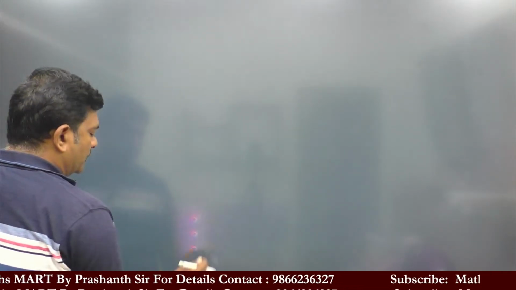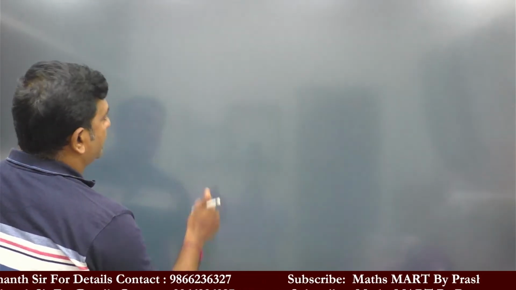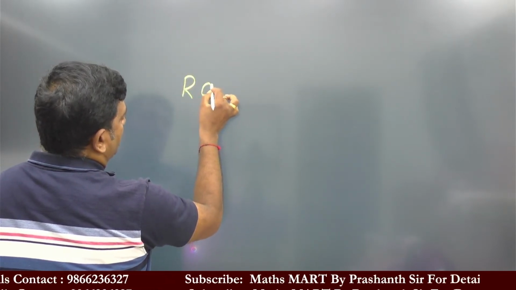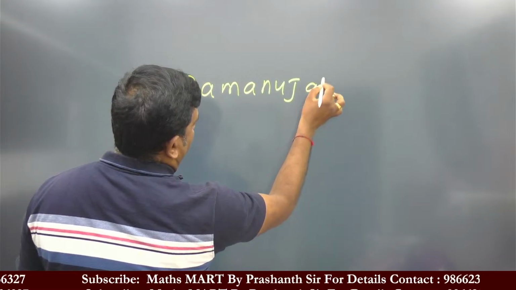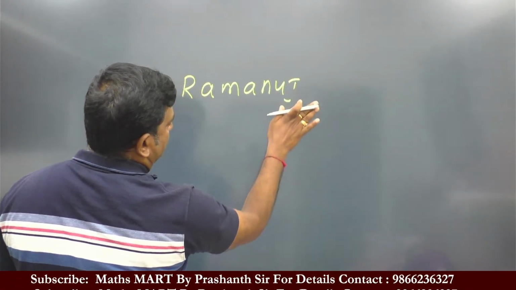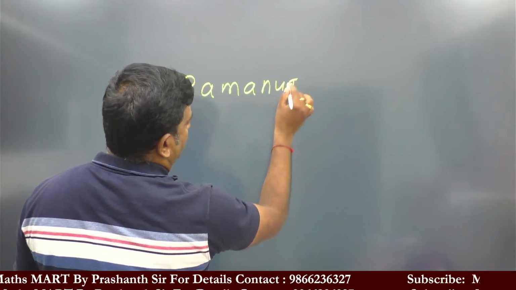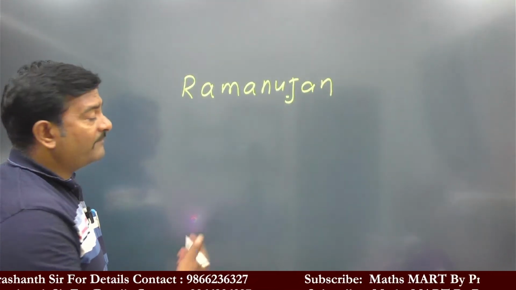For example, you write any one word here. Let's say, for suppose, I am writing one word here. The name of this word is, let's say, Ramanujan. Ramanujan. You also can draw like this. You also can take any one word, your wish. For example, here I am taking Ramanujan. Now you start giving numbers here.